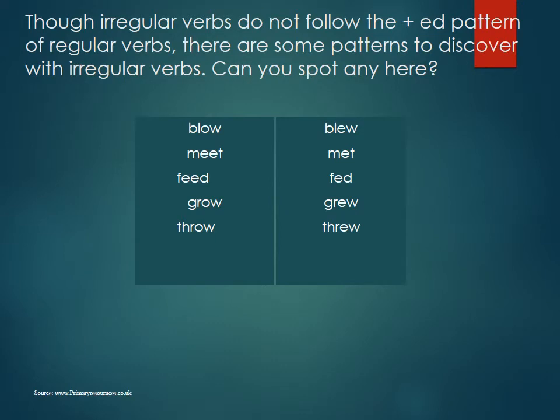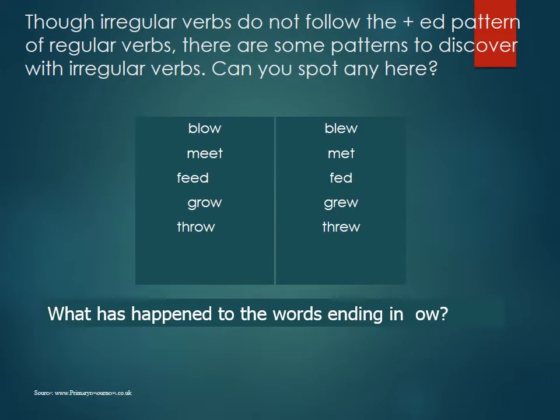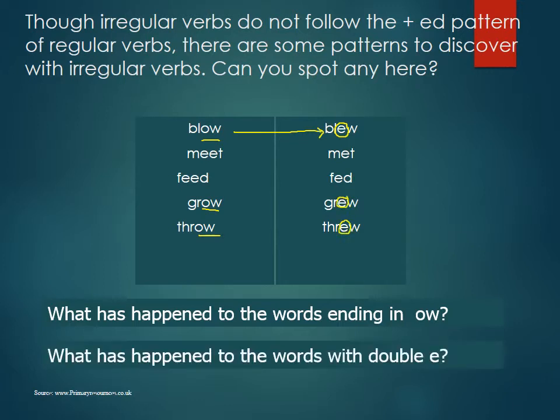Though irregular verbs do not follow the plus ed pattern of regular verbs, there are some patterns to discover with irregular verbs. Can you spot any here? What has happened to the words ending in OW? What happened to these words over here? Notice that everything stayed the same except that middle vowel changed. So blow became blue, grow became grew, and throw became threw. So there is some pattern to it.